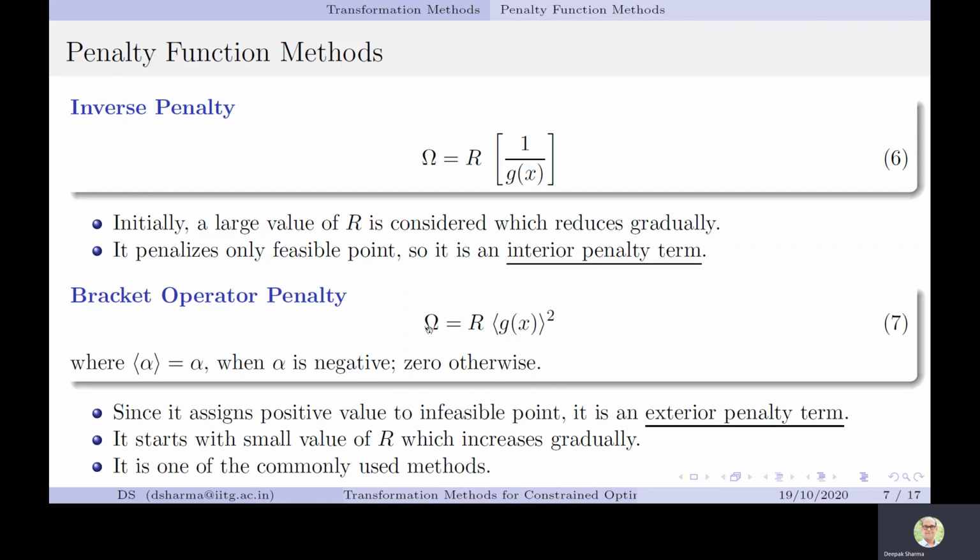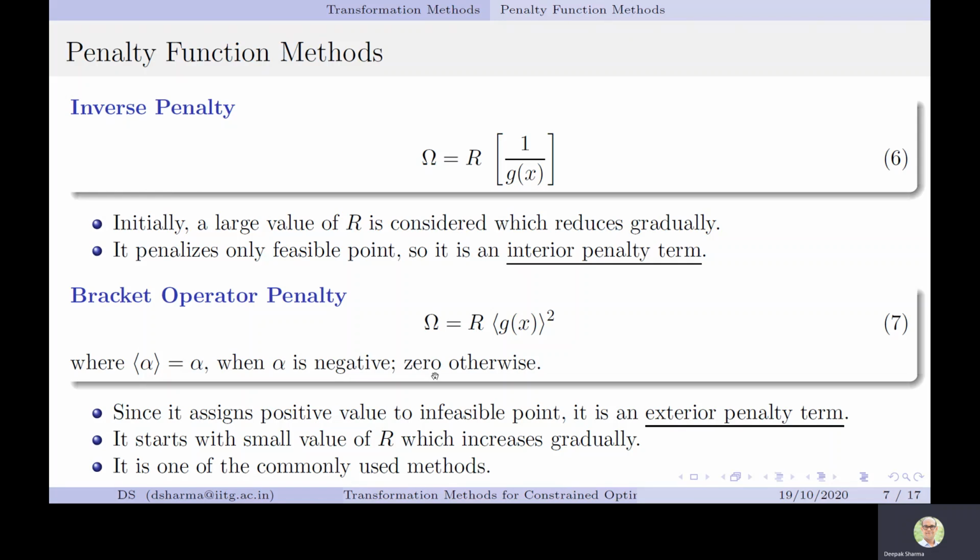Now come to the bracket operator penalty. Now, as you can see in equation number 7, we have omega equal to r, and then we are using these brackets. And inside the bracket, we are writing g of x, and we are making a square of it. So this is called the bracket operator. What it means, look at the bottom of this particular equation, is that this bracket of alpha is equal to alpha when alpha is negative, otherwise 0.